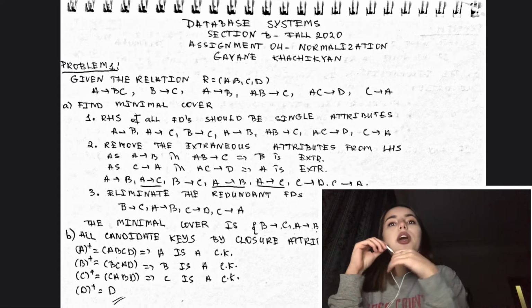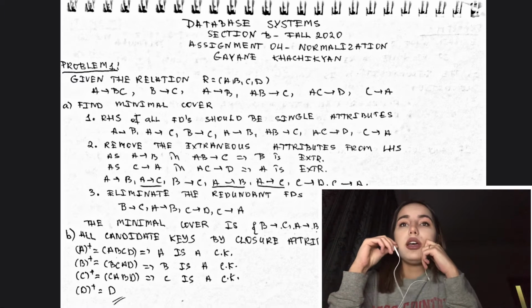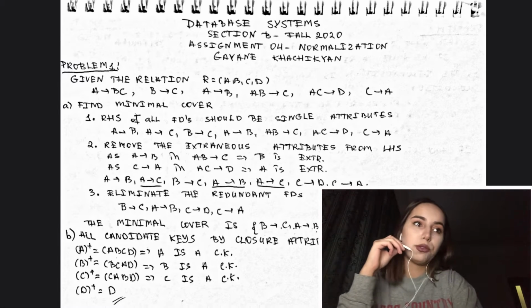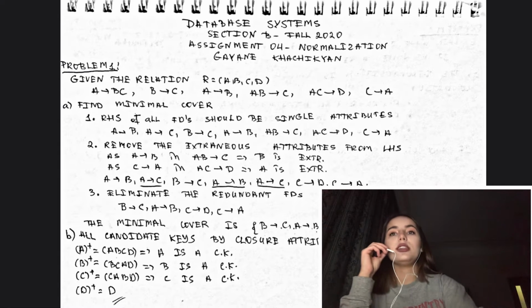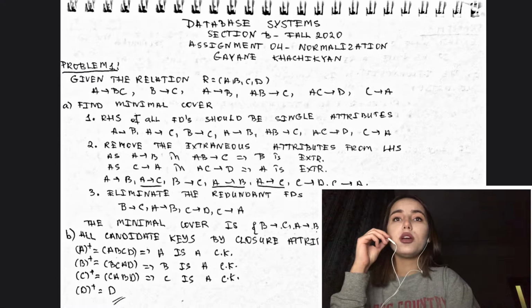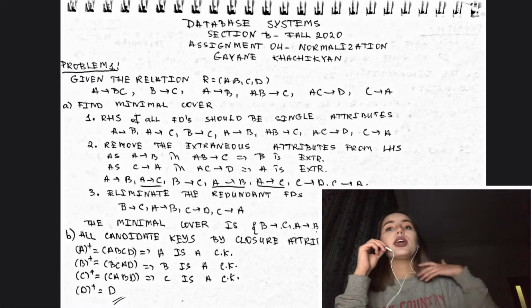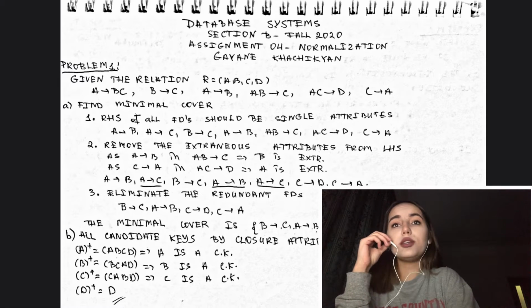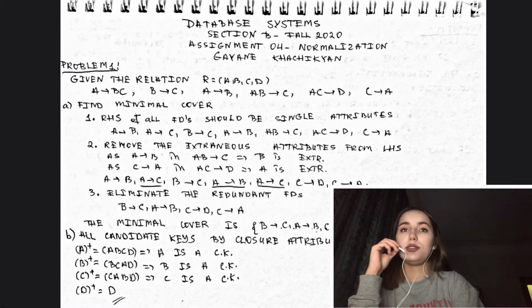In the second step, we have to remove the extraneous attributes from the left-hand side. Attributes are called extraneous if they're not necessary for calculating a certain attribute. For example, here we have the functional dependency AB goes to C. We already have that A goes to B, so B is already dependent on A. It's extraneous because we don't need B to calculate C. And in the second example, AC goes to D, we already have that A is depending on C, which means A is extraneous in here too.